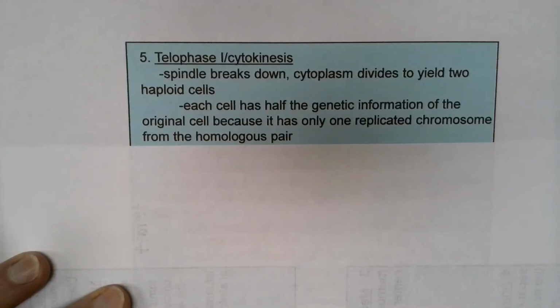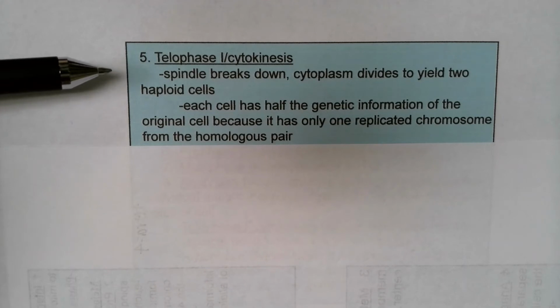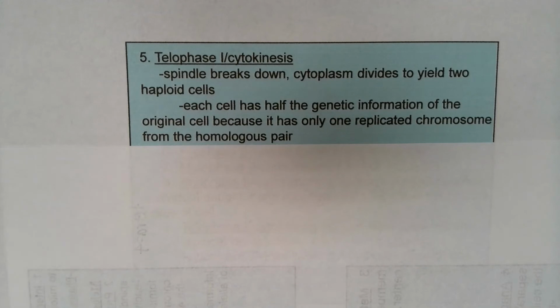All right, so I just combined telophase 1 and cytokinesis, and I don't have a diagram on this particular slide. But when the chromosomes reach the poles, that's when telophase 1 is going to begin. The spindle fibers are going to break down. The cytoplasm is going to divide during cytokinesis, essentially at the same time as telophase 1 taking place, to make 2 haploid cells. And so by the end of telophase 1 and cytokinesis combined, we've got 2 haploid cells, each with half of the genetic information of the original cell, because now you have only 1 chromosome from each homologous pair present.